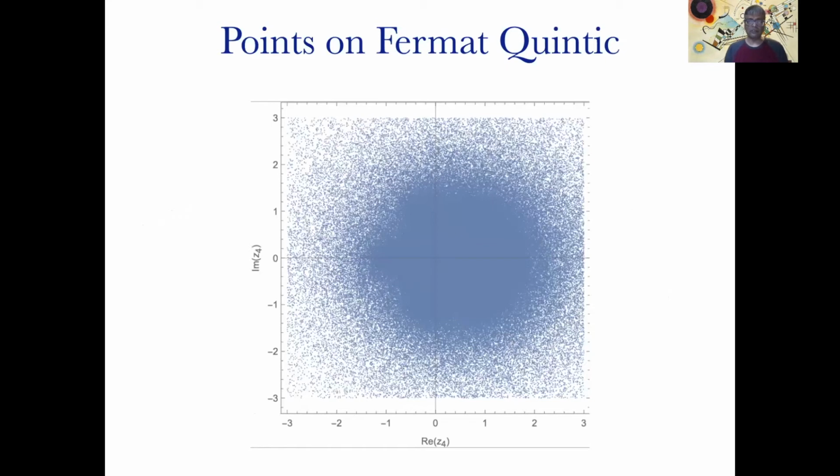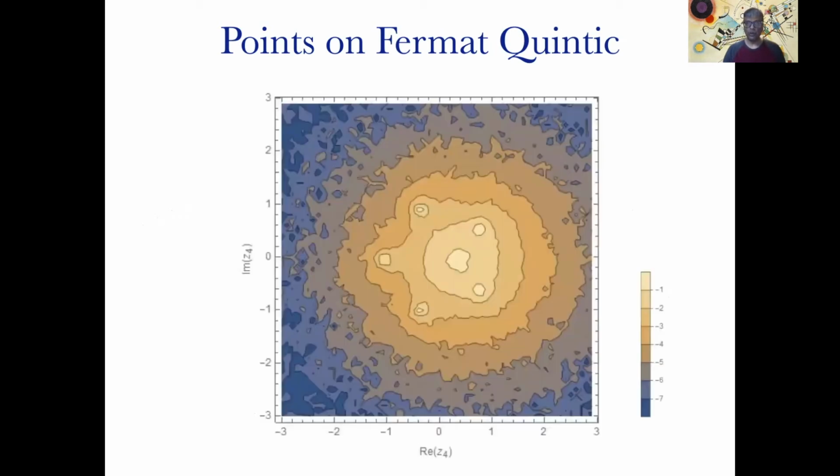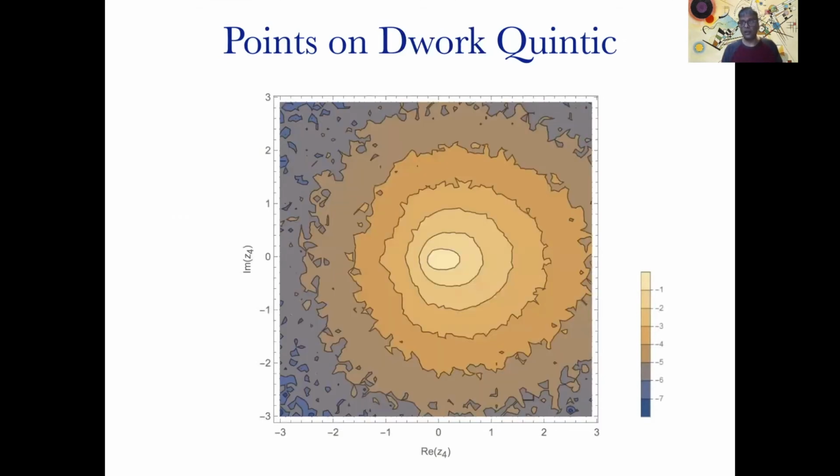Here are 500,000 points on the quintic. What I've done is I've set the coordinate z1 equal to 1 and projected the other coordinates onto the z4 plane. Now, this is a rather dense collection of points. So here is the same data presented as a contour plot. We see that the coloration of this plot indicates that we're selecting points more strongly in certain regions than in other regions. If you compare this point selection of the Fermat quintic to the Dwork quintic with psi equals 10, we see that we're choosing points at different places.